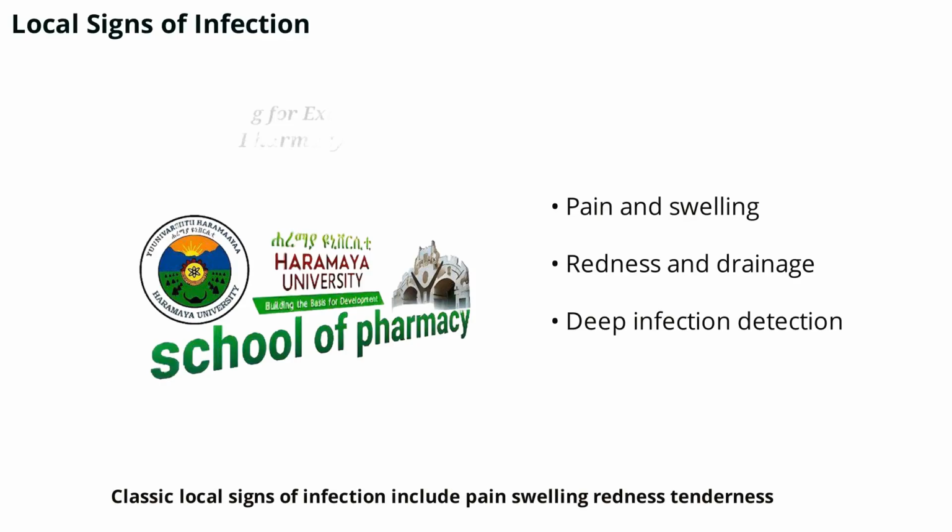Classic local signs of infection include pain, swelling, redness, tenderness, and purulent drainage. These symptoms are most apparent in superficial infection or those involving bones and joints. For deeper infection, such as meningitis or pneumonia, clinicians must rely on examination of tissues or fluids to detect inflammation. Recognizing these signs is crucial for early diagnosis and targeted treatment.